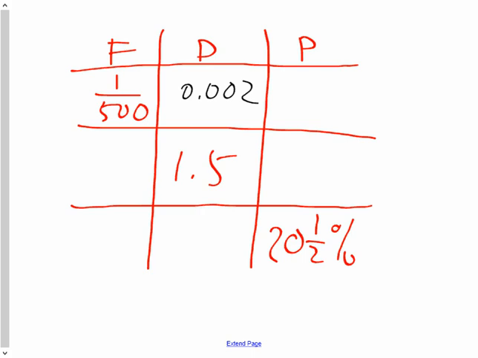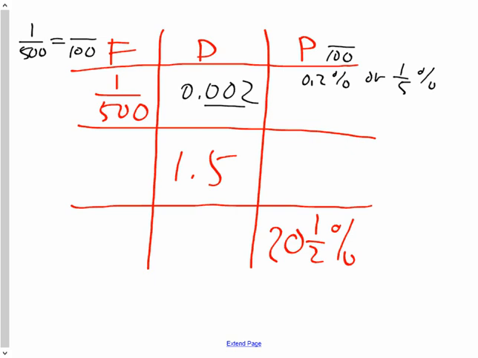Now remember, percentages are always fractions out of 100, right? So there's two ways you could do this. You could interpret this as being 0.2%, or if you want to get real fancy, 1/5 of a percent. It's less than 1%. But the easiest way to do it would be to take your fraction that you do know and make it into an equivalent fraction out of 100. You would do so by dividing both by 5, and you would get 0.2 out of 100, which is 0.2%, or 2/10 of a percent, which in lowest terms is 1/5 of a percent. So both of your answers for that are valid.